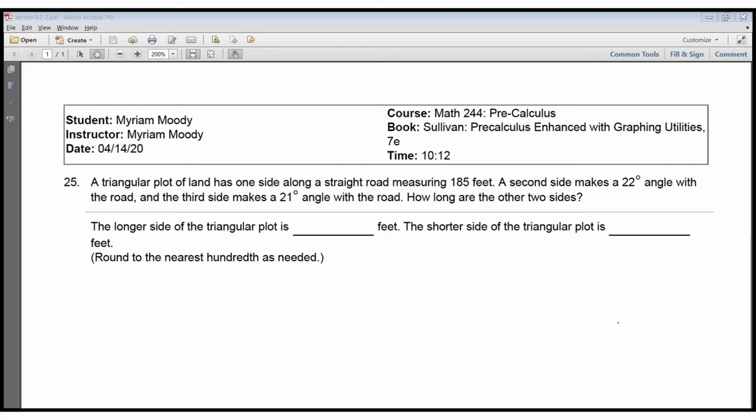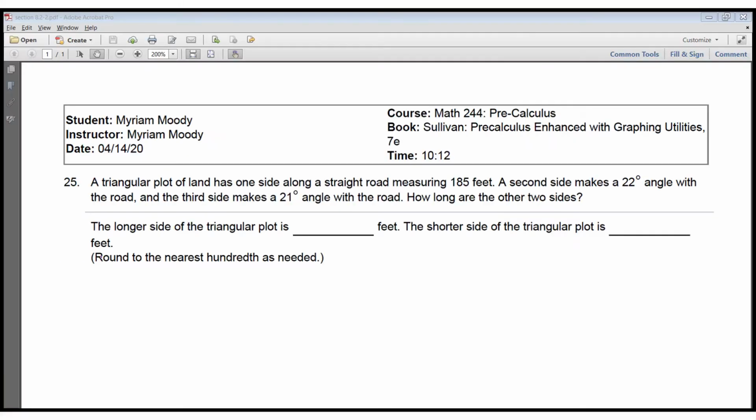Okay, so let's check this out. First thing they told me is that I have a triangular piece of land, right? And we're going to call this the road. And they told me that it measures 185 feet, correct?